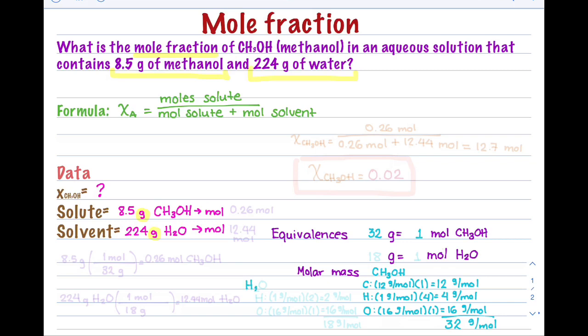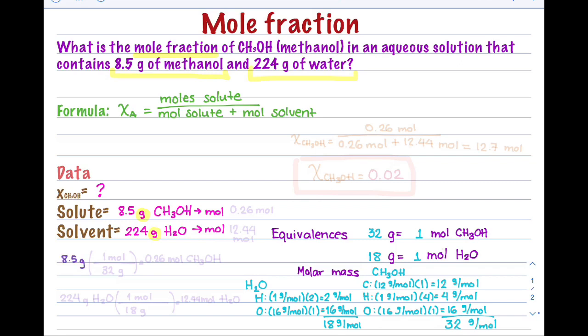And we continue with water. Hydrogen, again, has 1 gram per mole multiplied times 2 equals 2 grams per mole. Oxygen has 16 grams per mole times 1 equals 16. Adding these two numbers, we get 18 grams per mole for water, and we have the equivalence of 18 grams equals 1 mole. So we continue changing the amount of grams.